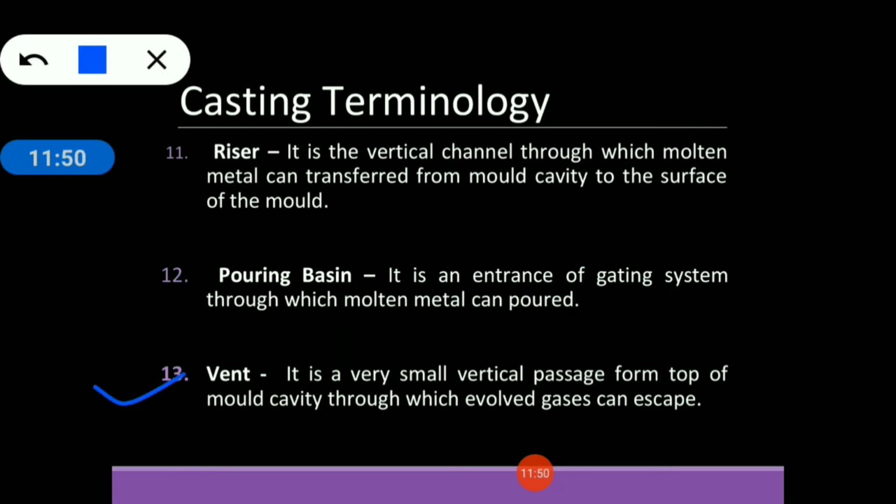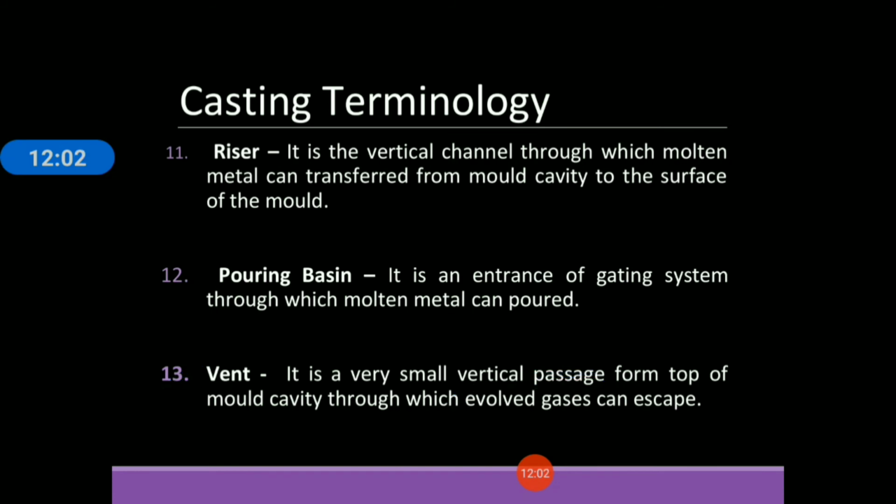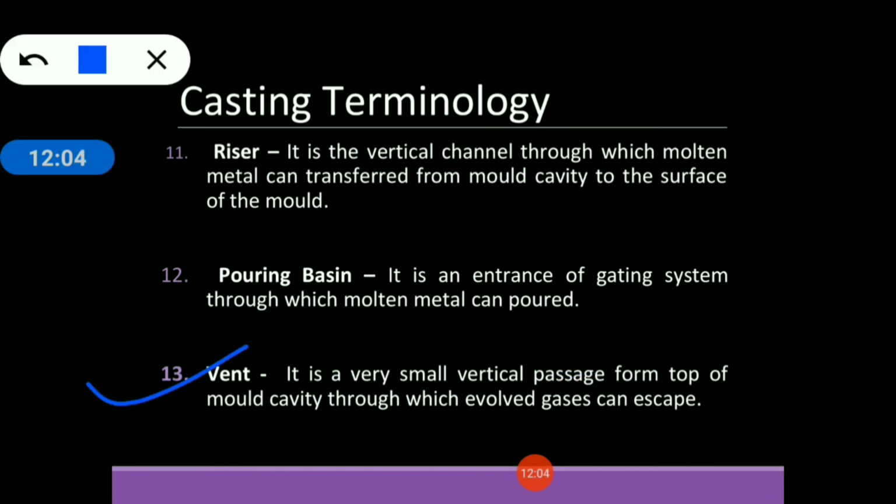Now the next one is vent. It is a very small vertical passage from the top of the mold cavity through which whatever gases are evolved can escape. So vent is a very small vertical passage from the top of the mold cavity through which evolved gases can escape.